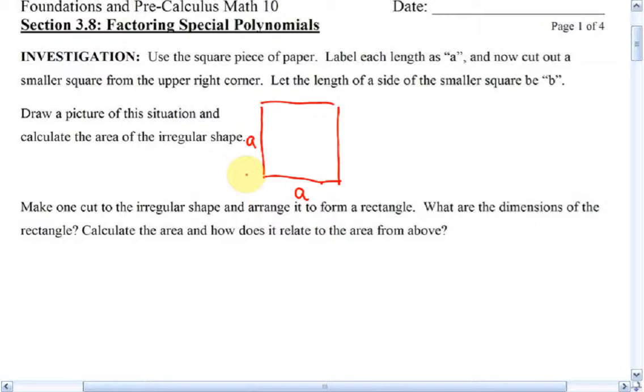Okay. Now, ladies and gentlemen, listen up. What's the area of this square then if I call each side length A? A squared. Good. So A squared is the area.